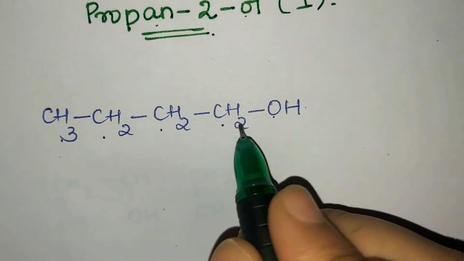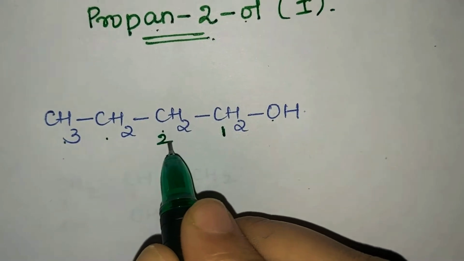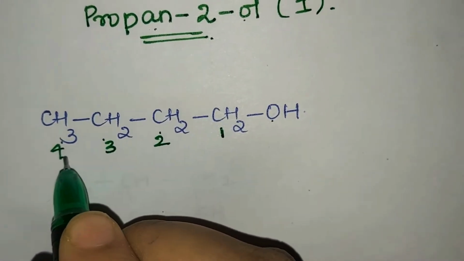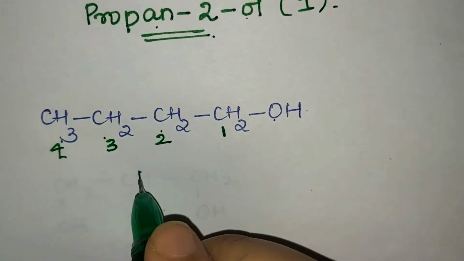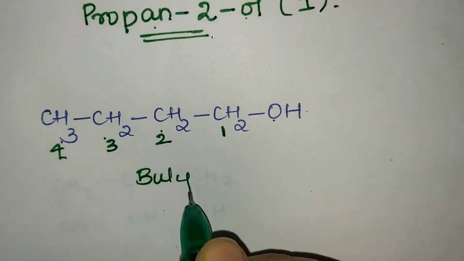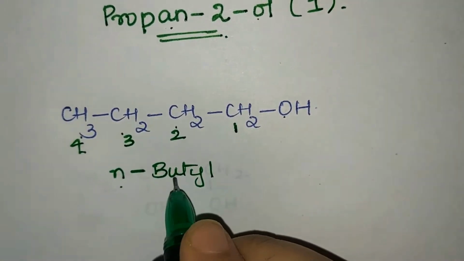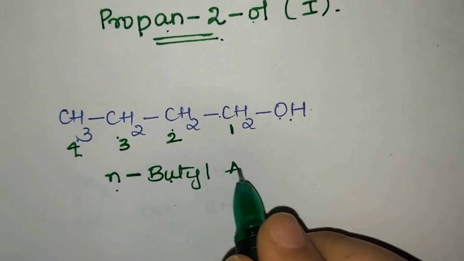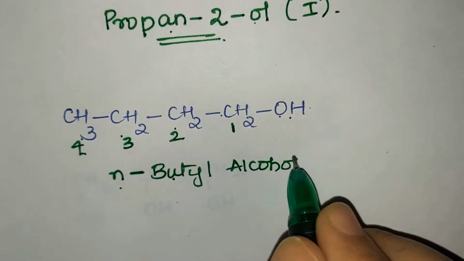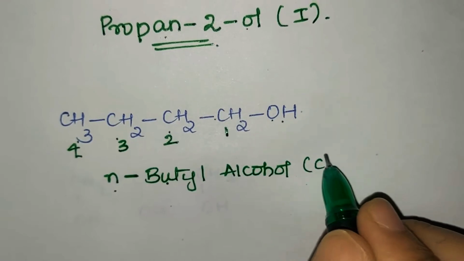Bute. When there are 4 carbon atoms, the word root is bute. Then what will be the common name of this? Alkyl alcohol. So bute means butyl. Since OH is attached, alcohol, and we'll write it as N. Why? Because it is a normal butane butyl group. So we will write it as N-butyl alcohol. It is the common name.